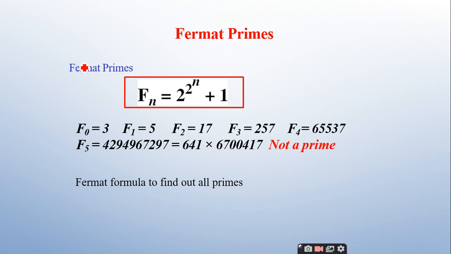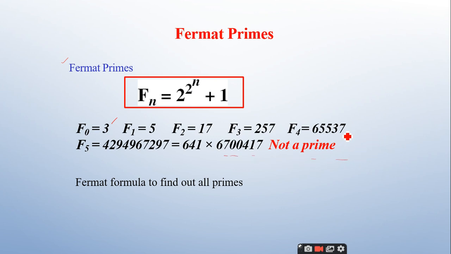Similarly, Fermat also has developed a formula to find out all the primes. The Fermat prime is given by F of n is equal to 2 power 2 power n plus 1. So F of 0 is equal to 2 power 2 power 0, that is 2 power 1 plus 1, that is 2 plus 1, that is 3. F of 1 is equal to 2 power 2, that is 4, plus 1, 5. F of 2 means 2 power 4 plus 1, 16 plus 1. Like that, it keeps on generating the numbers.